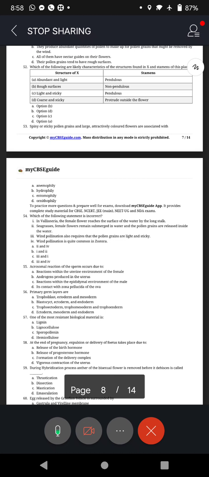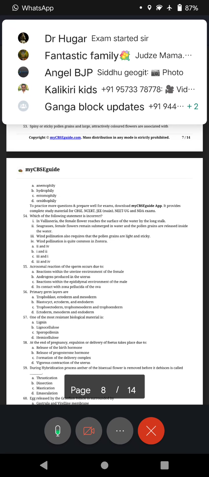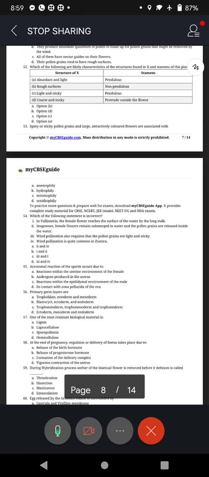Next, question 55, D. It's the contract with zona pellucida of the ovum. During fertilization, sperm comes in contact with zona pellucida layer of the ovum and induces changes in the membrane that block the entry of additional sperm. Thus, it ensures that only one sperm can fertilize an ovum.